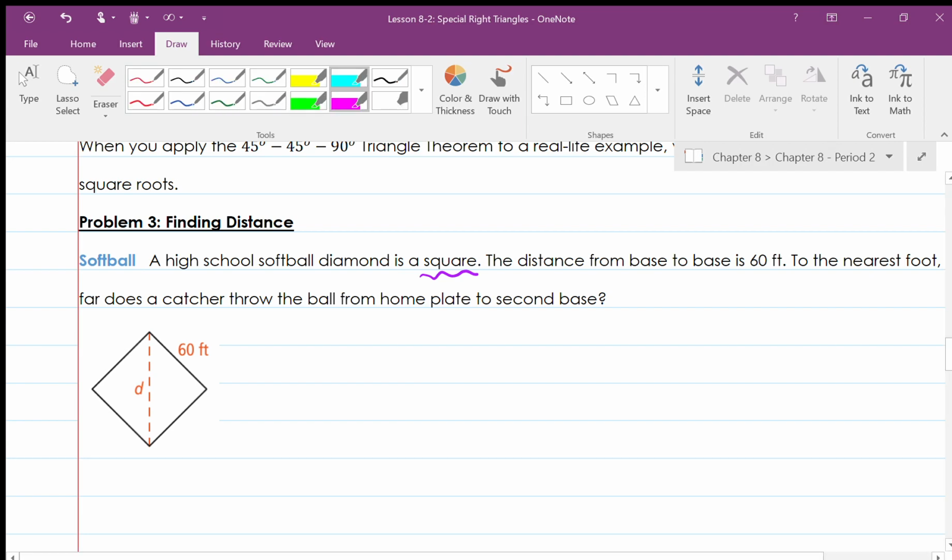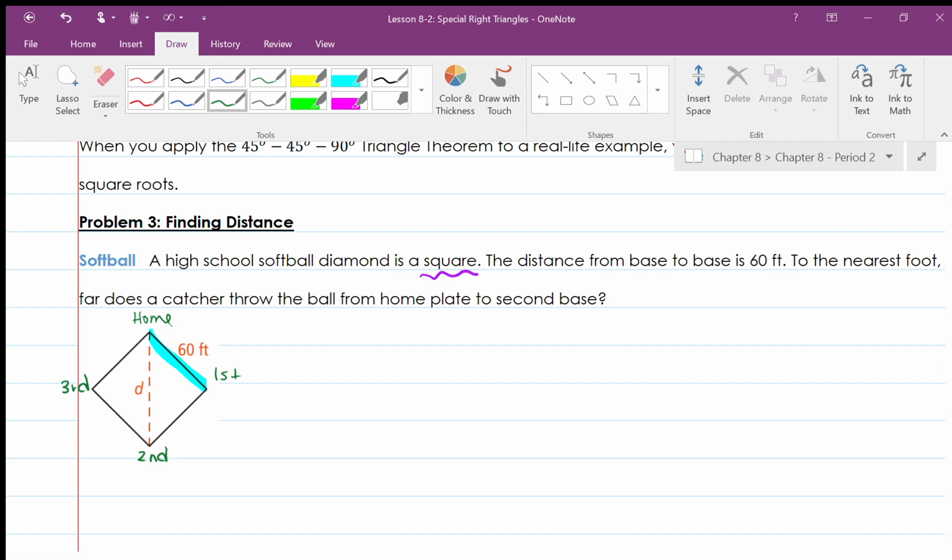So base to base, this is 60 feet. You kind of have to evaluate what they are talking about here. I'm going to say this is home base, this is base 1, or we'll say first base, this is second base, this is third base. Okay? So it says the distance from base to base is 60 feet.